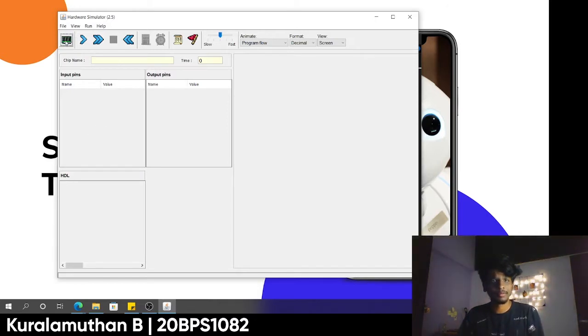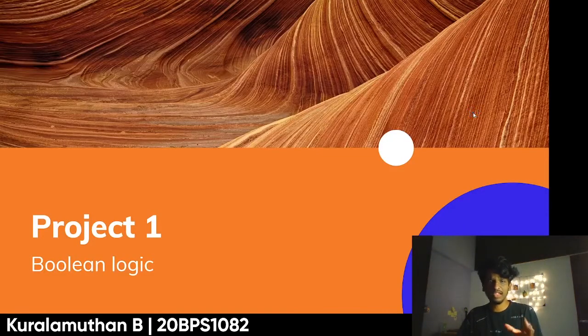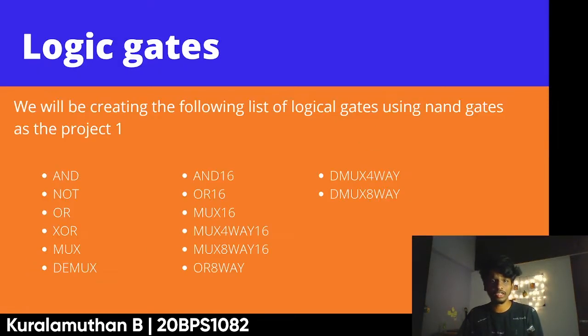And we have some icons over here. We have an icon to load a chip, to run the program, to load script, and we'll be looking into this again later. So let's go on with the presentation. So we come to project 1, that is Boolean logic. We'll be creating the following list of logical gates using NAND gates. We are only going to use NAND gates.